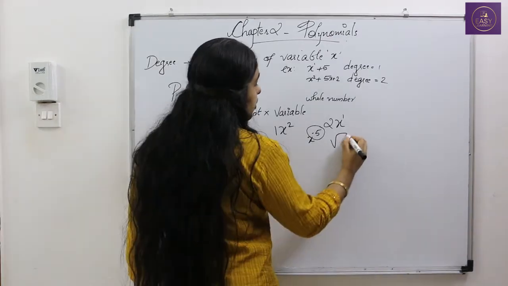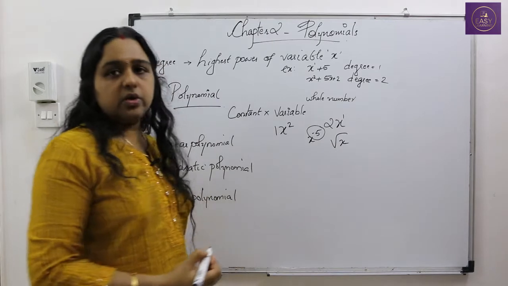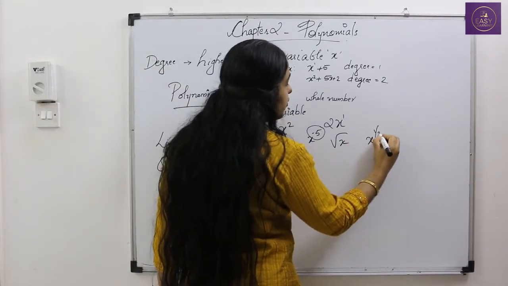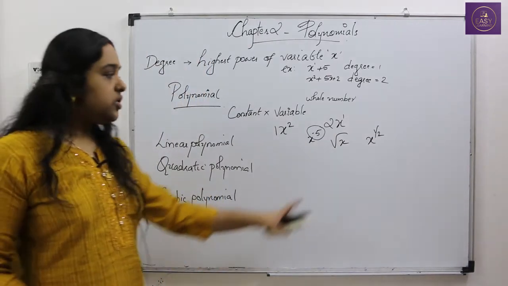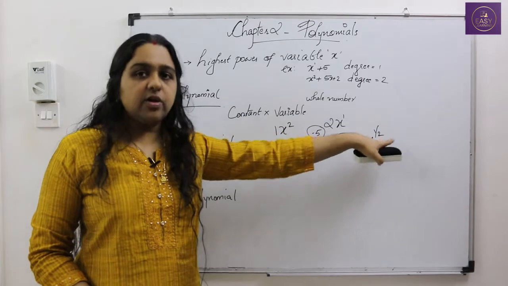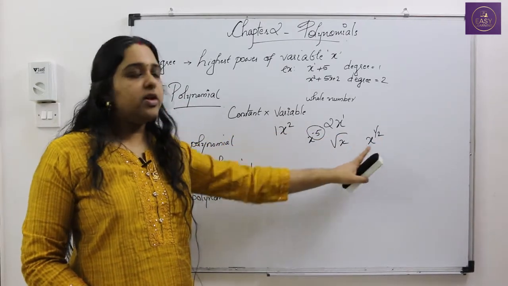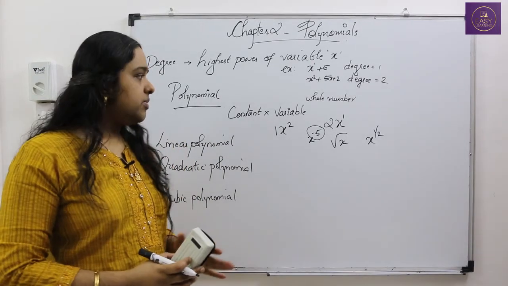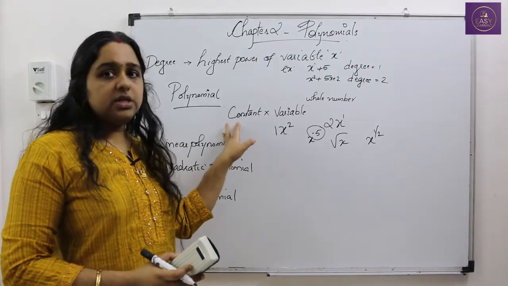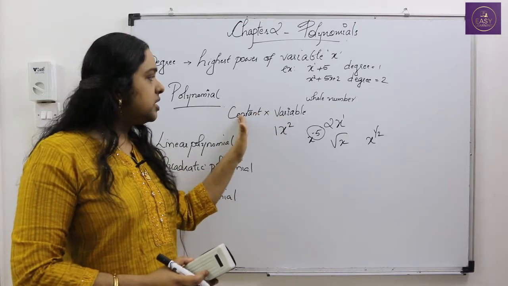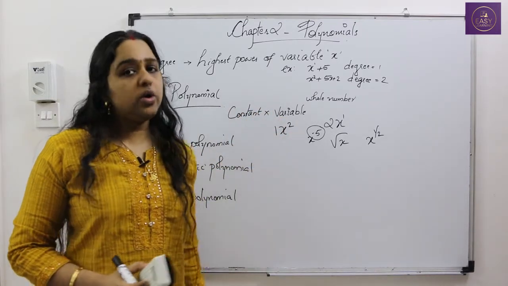Another example: root x, is it a polynomial or not? Root x is x raised to 1 by 2. This is not a polynomial because the power of x is 1 by 2. 1 by 2 is not a whole number. So when you get a question regarding polynomial, first thing you have to notice is whether it is of this general form or not. It should be in the form constant into variable raised to whole number.